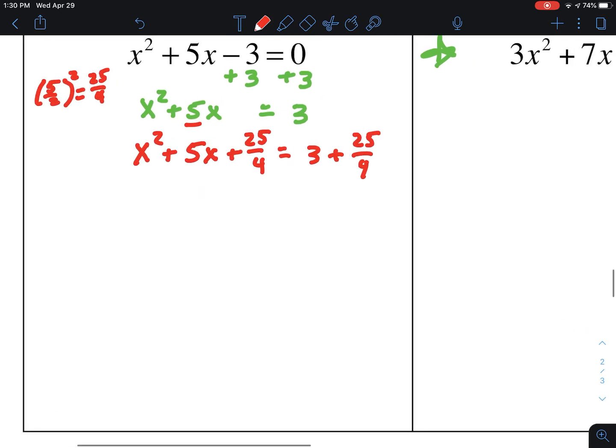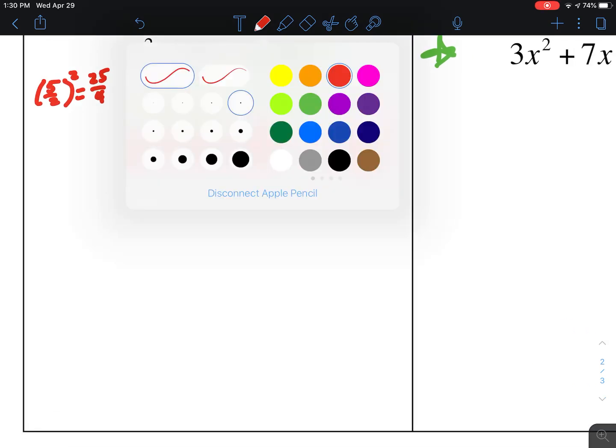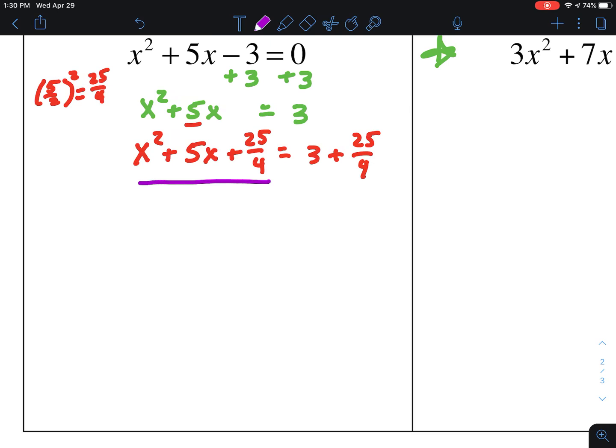Oh, those darn fractions. But I do have some good news. We've created a PST, and it's a weird-looking PST, but because we cut b in half and squared it, we've ensured that we made a PST. So we know it's going to be some binomial squared, and we know it's going to be x plus something squared. I have good news for you: the constant in that binomial is always going to be half of b. It's always going to be the thing that we squared. In this case, it's going to be 5 halves.